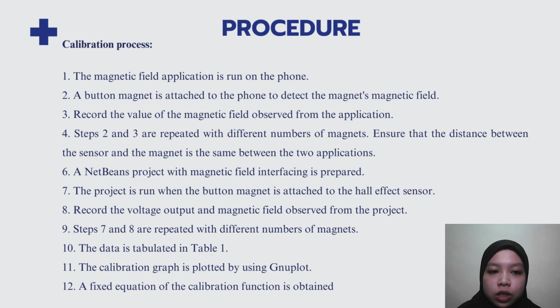the two applications. For the NetBeans project, we prepared a NetBeans project with magnetic field interfacing, and we run it with the button magnets attached to the Hall effect sensors. Then we record the voltage output and magnetic field observed from the project. We also repeated the steps using different numbers of magnets. Then the data is tabulated in Table 1, and the calibration graph is plotted using GNUplot. A fitted equation of the calibration function is also obtained.